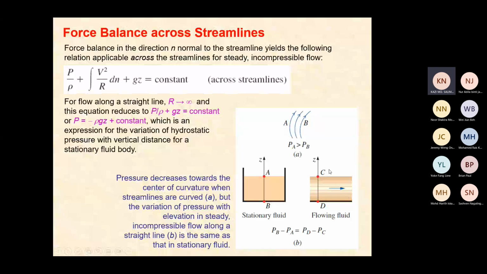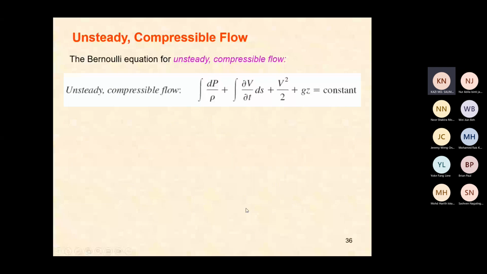And now for the steady compressible flow, we can write dP by rho plus the partial derivative of V with respect to t ds, plus V squared by 2 plus gZ is equal to constant for the steady compressible flow.